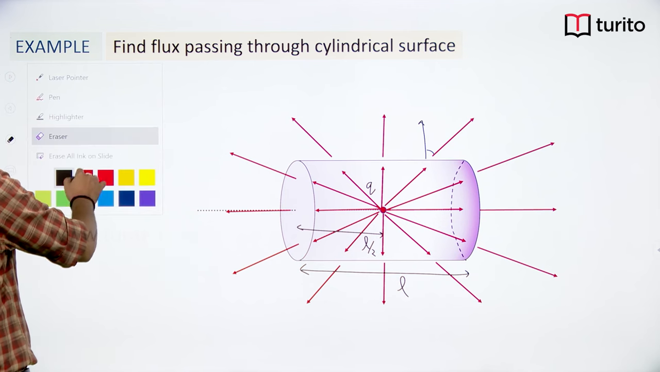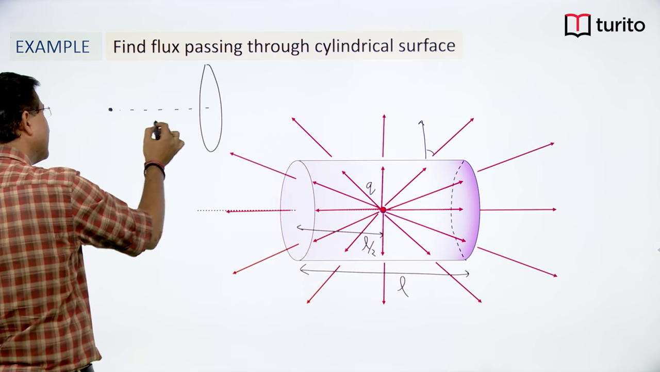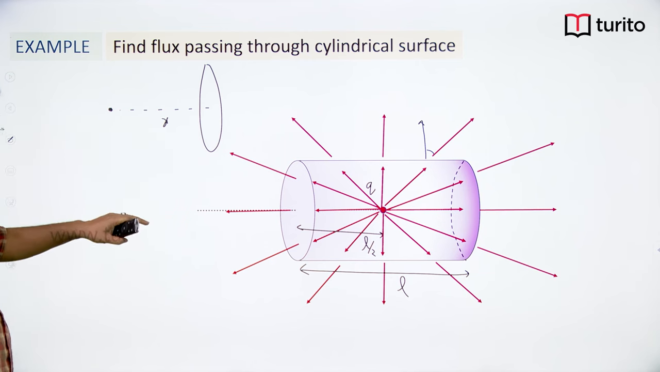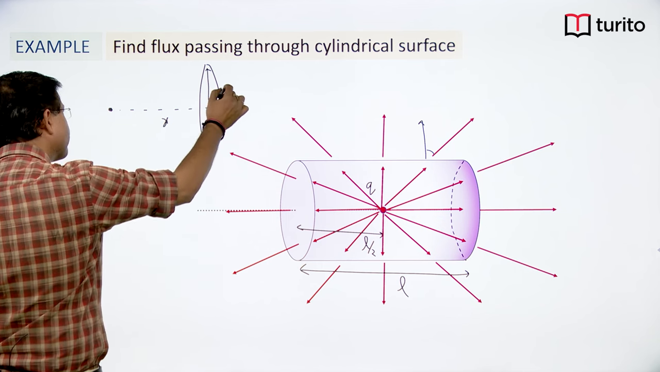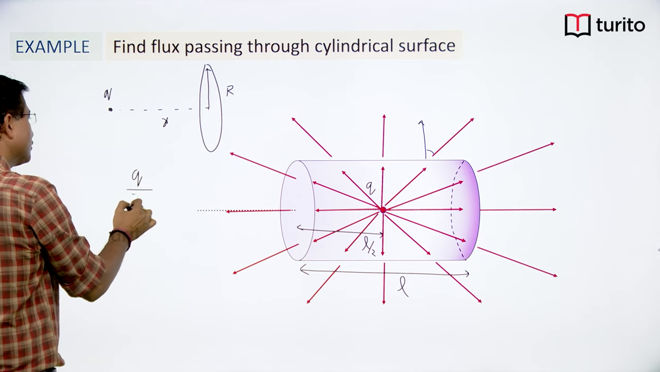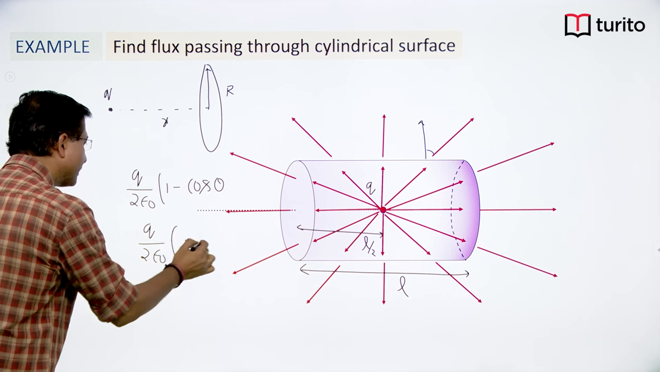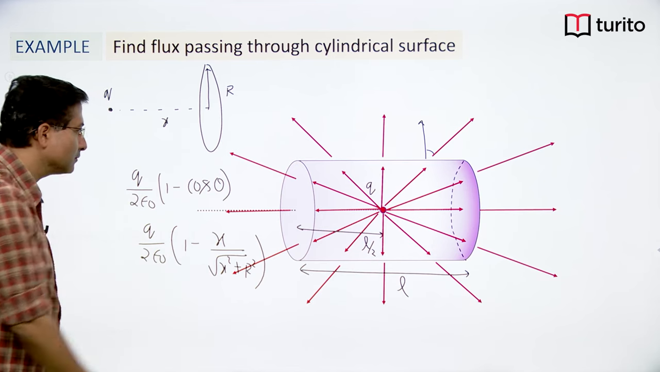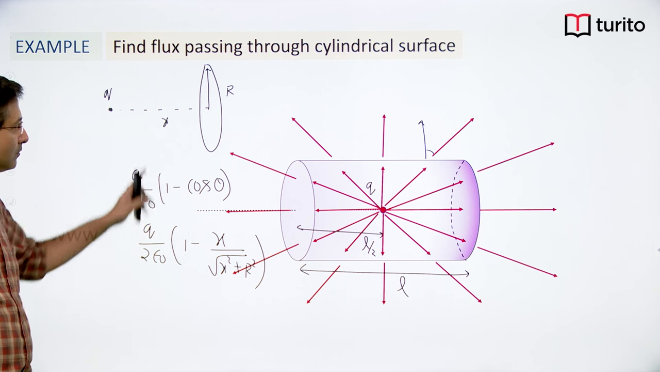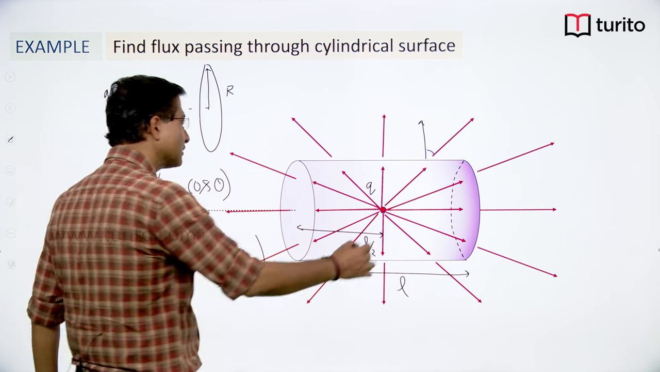So if you remember, because of this charge, the flux passing through a ring which is placed at distance x, that formula came: Q upon 2 epsilon naught (1 minus cos theta), or Q upon 2 epsilon naught (1 minus x divided by under root x square plus r square). So I can directly use this result in combination with the Gauss law. I will easily get the answer in one step. So how much is the flux associated with this one if I ask?